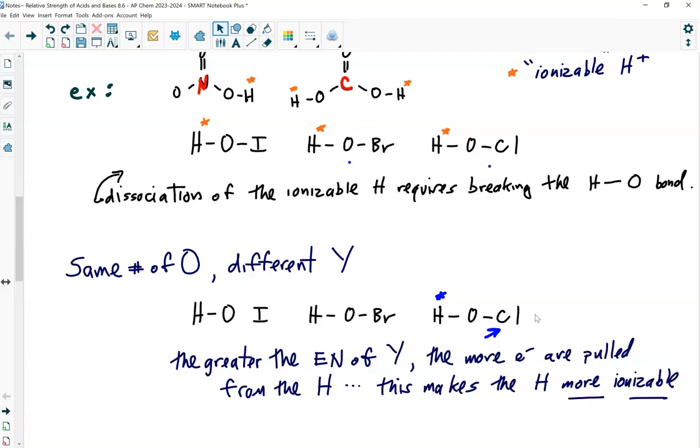And if you look at the Kas of these, you would find that there is a gradation of Ka and HOCl has the highest Ka. They'll give you the Kas and they'll say, explain this based on the structure of the atom, or structure of the molecule. And you would say, well, HOCl has the higher Ka because it's a stronger acid. It is the stronger acid because chlorine is a more electronegative atom, which in addition to oxygen pulls a greater electron density away from the hydrogen, making that hydrogen more ionizable. Okay?